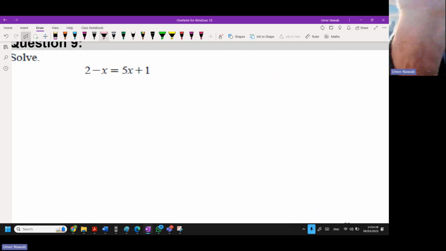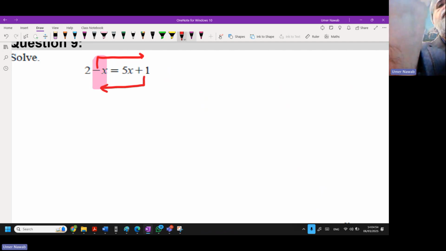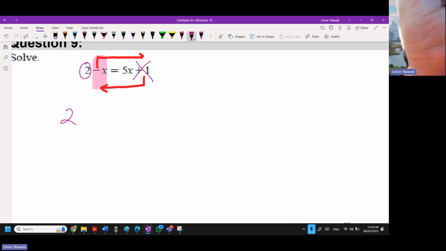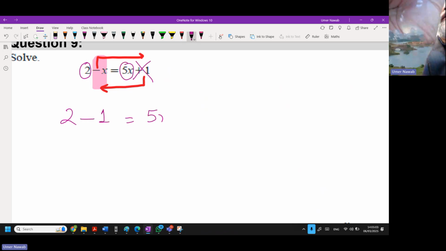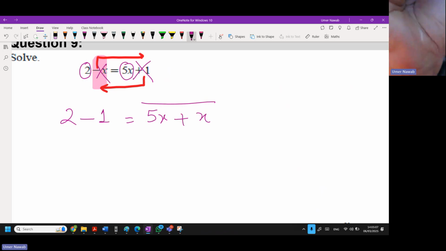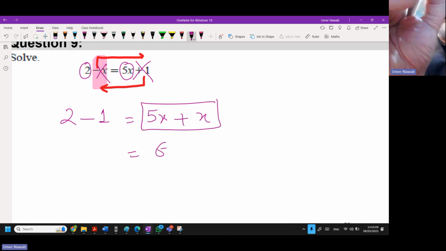Very simple question. Negative x will be shifted to the right, and plus 1 will be shifted to the left. So 2 is already there. I'm going to write 2. So plus 1 will be written as minus 1 on the left. 5x is already there, but negative x will be shifted to the right, becomes plus x. Now 5x plus x will make it 6x.